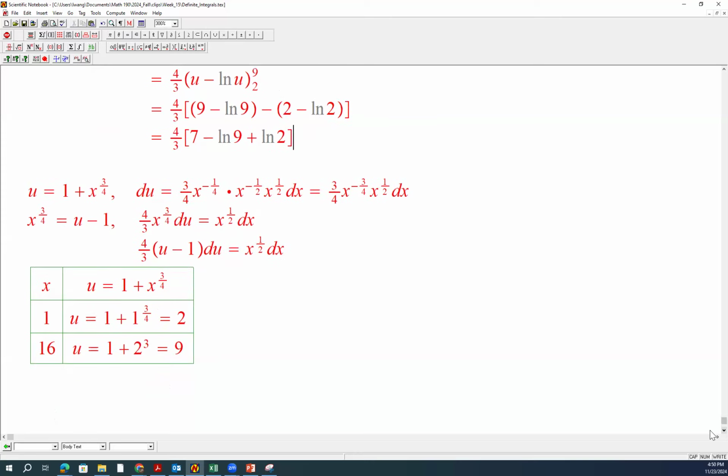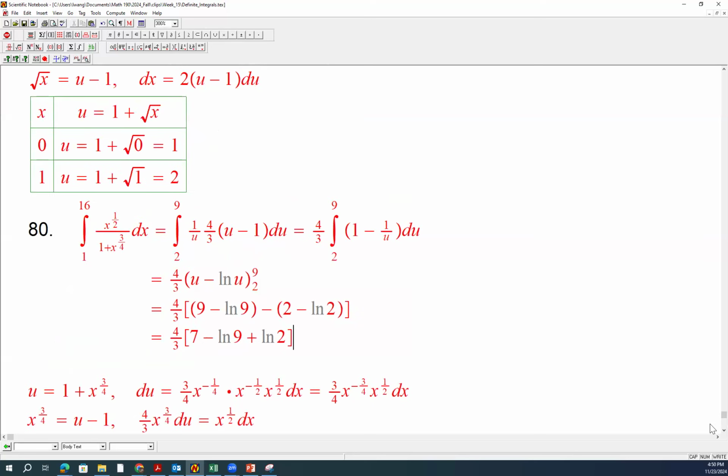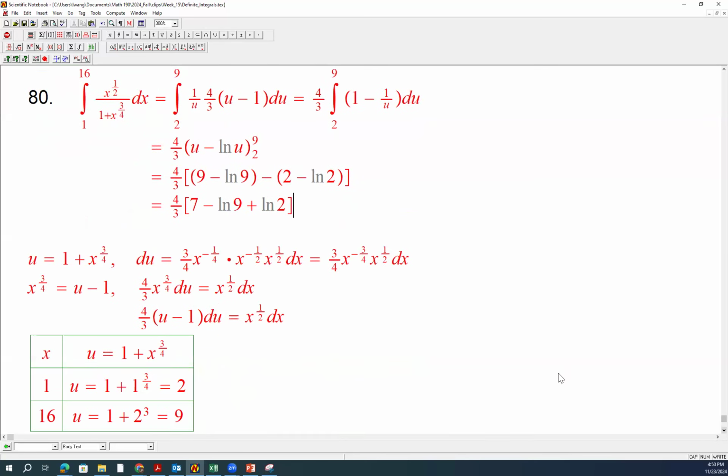Number 80, last question. This is one of the hardest. It takes practice and takes patience. There's a lot of algebraic manipulation here. If we are patient enough, we'll get it, and our algebraic skills will be greatly improved.